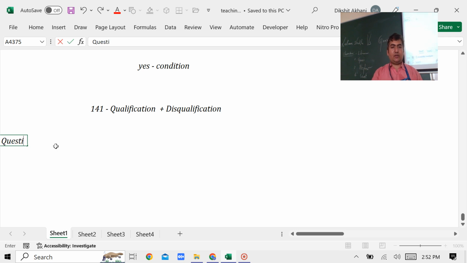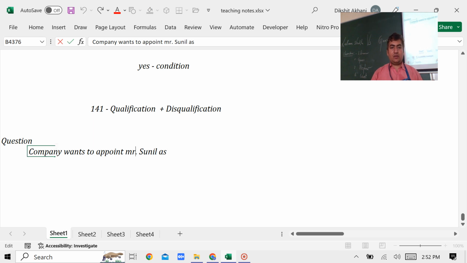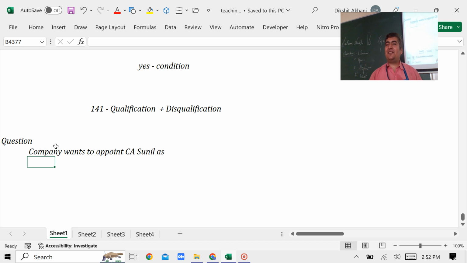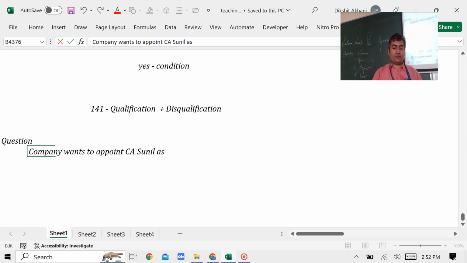Question goes like this: suppose company wants to appoint Mr. Sunil. I think Chetan ko Mr. Achha nahi lagta, to usko CA kar denge. Aao kehta tha CA Sunil as company auditor.